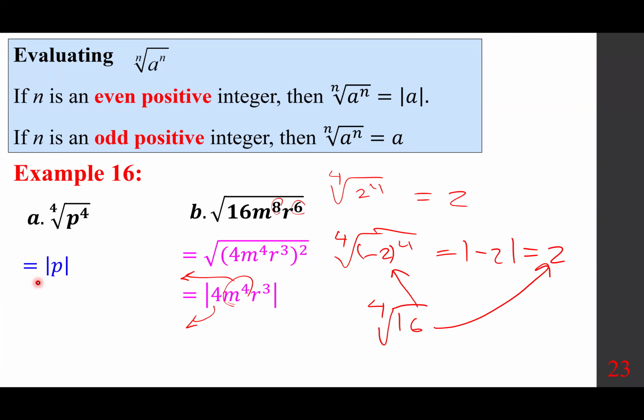absolute value sign. Why? 4 is a number, positive, so the absolute value of 4 is 4. m to the power of 4, because the exponent is even, it's positive, but you have to keep the r cubed. So you can rewrite it in this format. Okay. Why are you keeping that in the absolute value? Because you don't know if r is positive or negative. And when it's raised to the power of an odd number, the sign, if it's negative, remains. Okay.